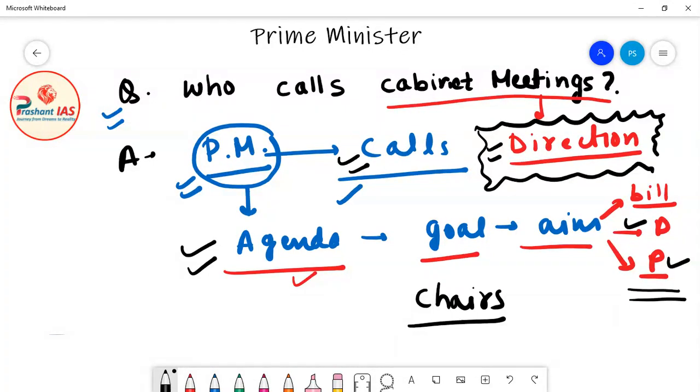And why? Because in cabinet meetings only all the important decisions are made, all the important administrative policies are made. So through cabinet meetings, the Prime Minister has the power to give general direction to the administration of the country. So this is the third power of the Prime Minister of India.